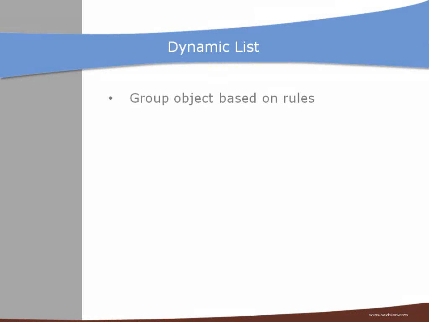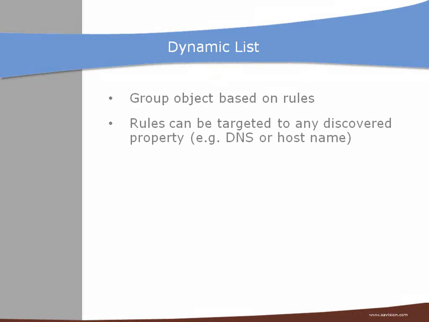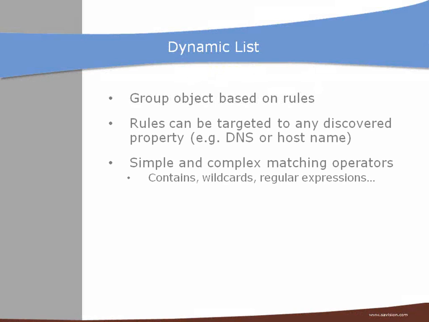Secondly, talk about the dynamic list to group your objects by location. A dynamic list grouping is based on rules. The rules can be targeted to any discovered property, for example a DNS or hostname of a discovered computer. It allows for simple and complex matching operators to be used in the rule definition. Once you have created the rules, the views are dynamically updated. So if a computer with a certain DNS name that matches your rule is added to the environment, it will automatically appear in the view.